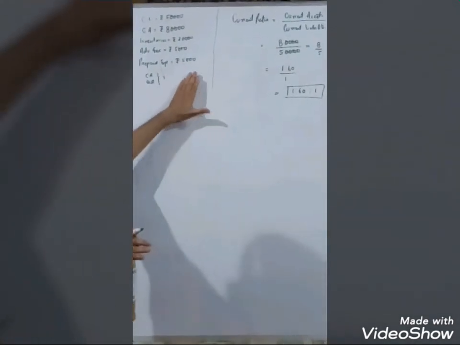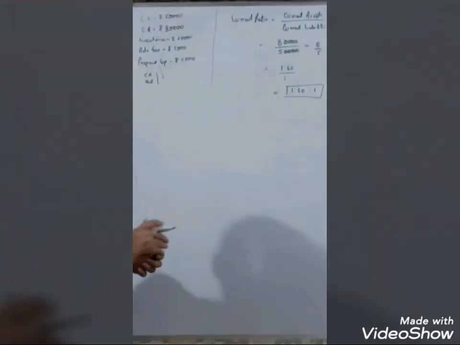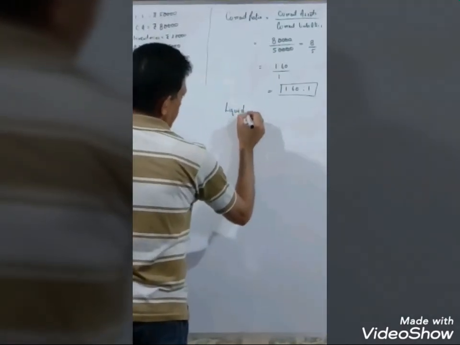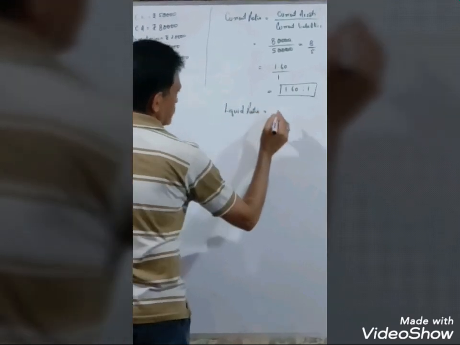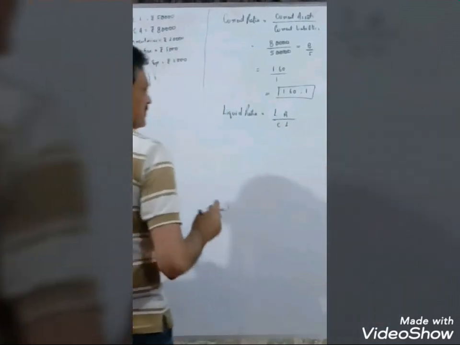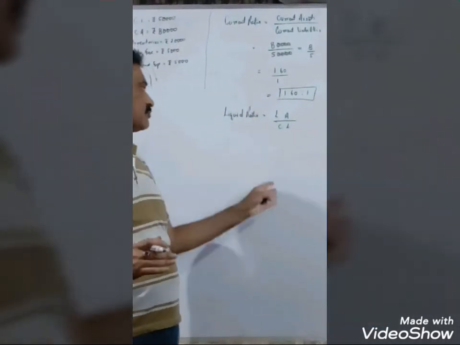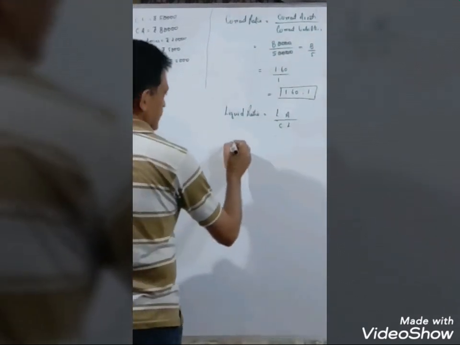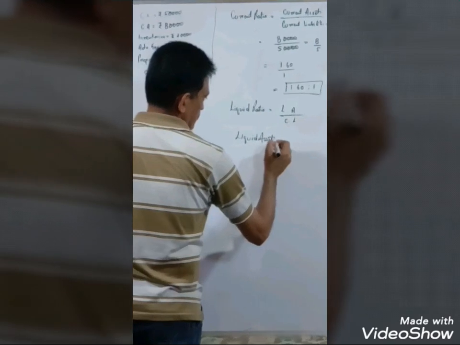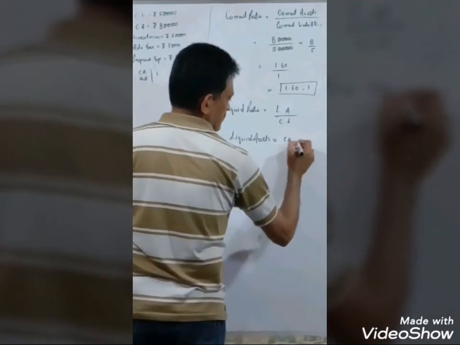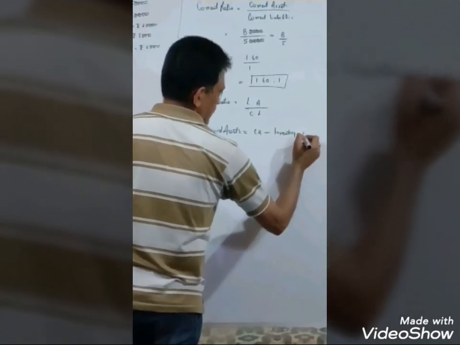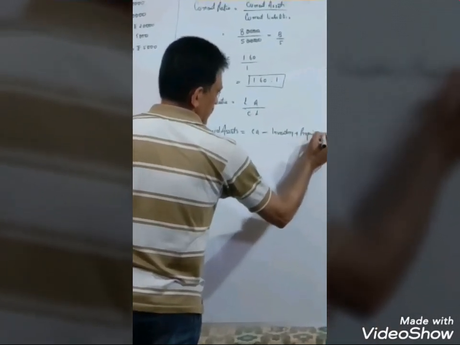Now, on the basis of the same information, we have to calculate the quick ratio, or liquid ratio. The formula is liquid assets divided by current liabilities. So liquid assets or quick assets are to be divided by the current liabilities. Liquid assets are current assets minus inventory and prepaid expenses.